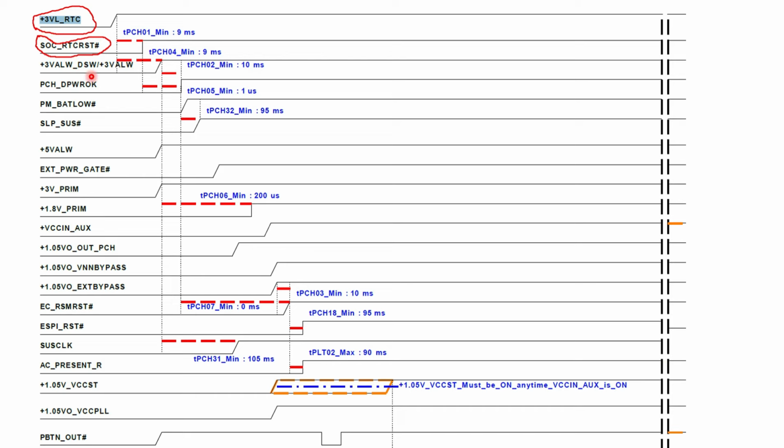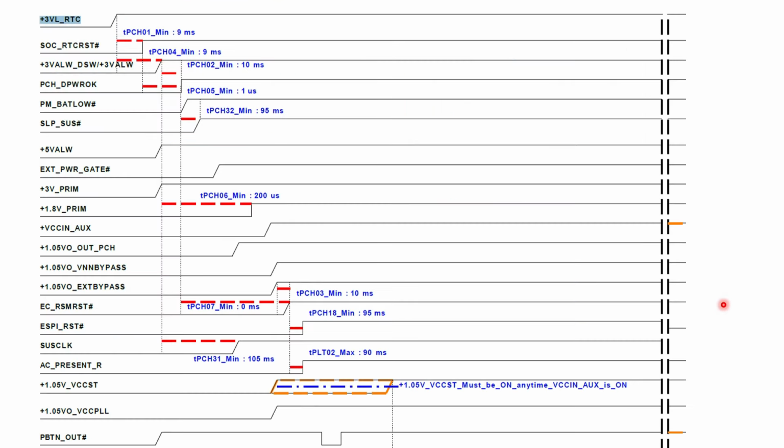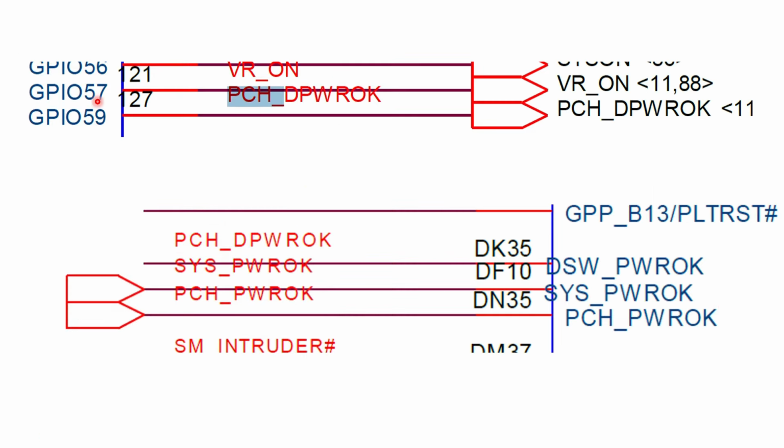Next section is DSW. DSW is 3 volts always. So see, 3 volts always DSW section. So next this is DSW PCH power. The IO will release the PCH DSW power.